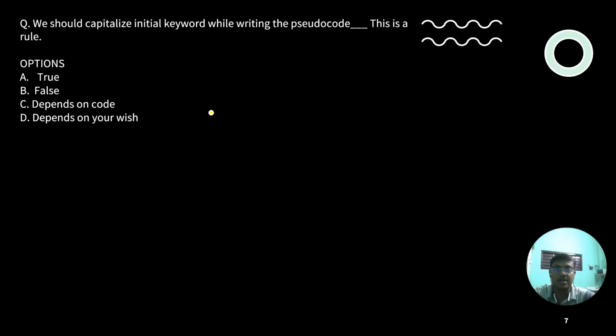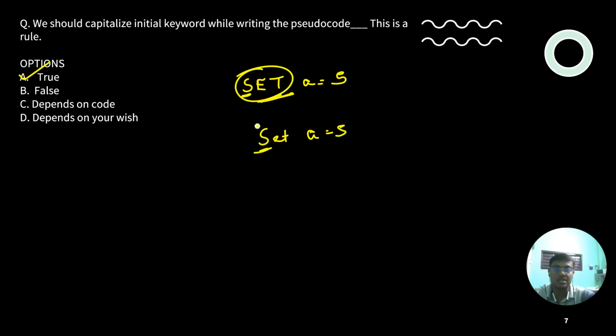Next, we should capitalize the initial keyword while writing the pseudocode. Yes, this is a rule. We need to write the first letter as a capital letter. In pseudocode questions, if you have seen, when we are assigning values to a variable, that is sometimes written as Set a equal to, let's say, 5. So the first word is capitalized, or it's also sometimes written as Set a equal to 5. In this case also the first letter is capitalized. So that is a rule that needs to be followed while writing pseudocodes. Let's move on to the next question.